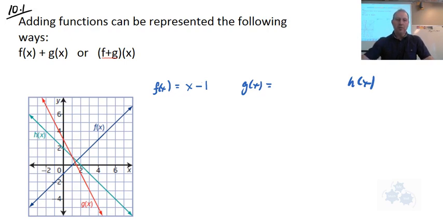Okay. What about g of x? Now, g of x is actually red, so I'm going to rewrite it in red here to keep consistent with the graph. What about g of x? So g of x obviously has a negative slope, so it's going to be a negative something x. Is it a negative 1x, or what is the slope?